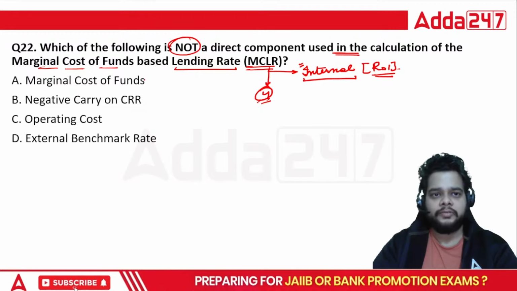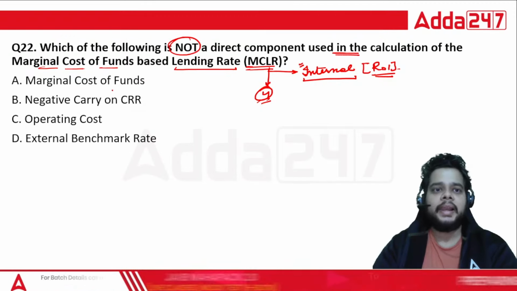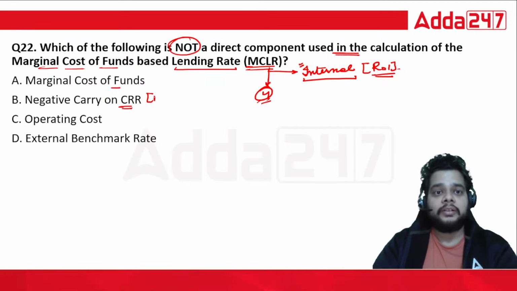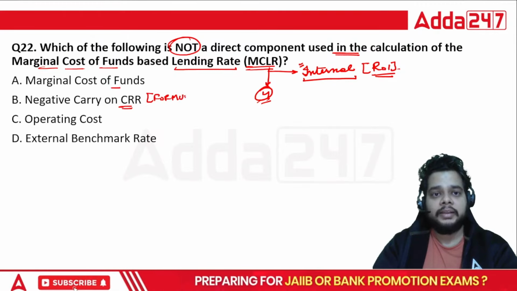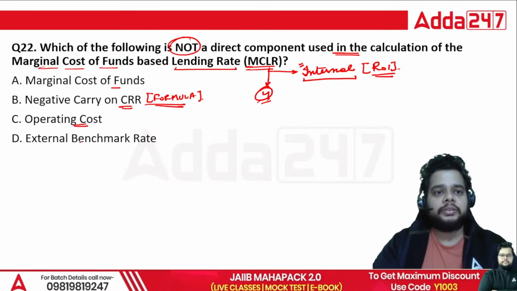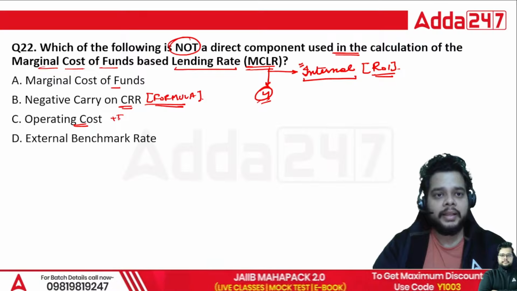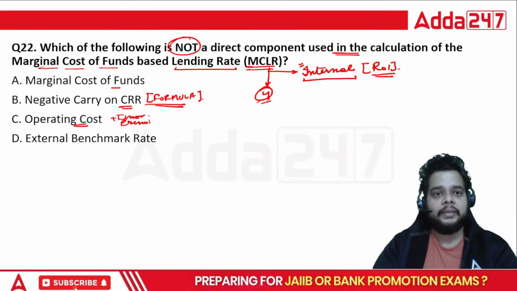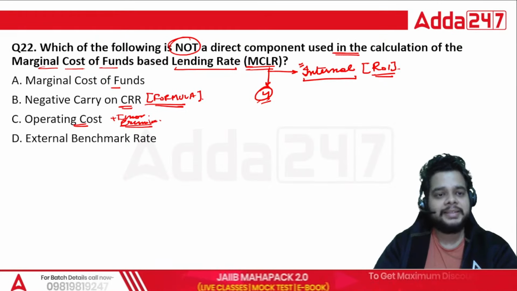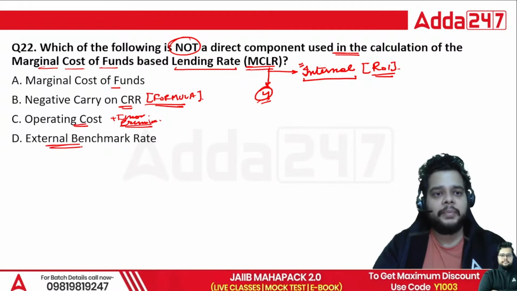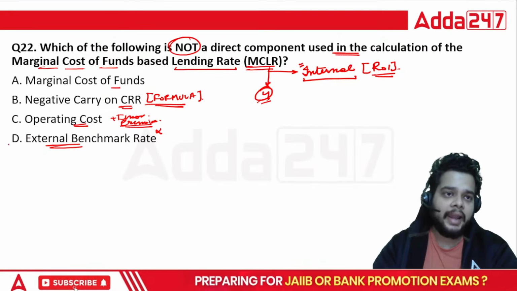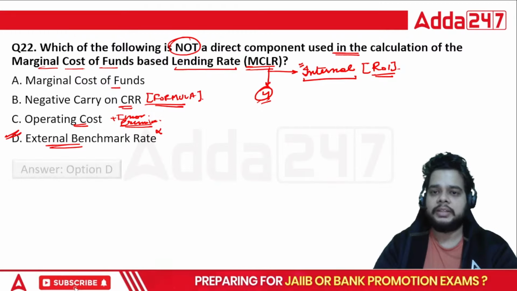So marginal cost of funds, do we consider it while calculating MCLR? Answer is yes. Negative carry on CRR, again, one formula is also there which you must remember for the exam, and it is a part of MCLR calculation. Operating cost also, plus tenor premium as well, right? Tenor premium, the premium for lending, fine, because you are doing a risky business. Then D, external benchmark, which is the wrong component in MCLR and the right answer for this question. So D is the right answer.